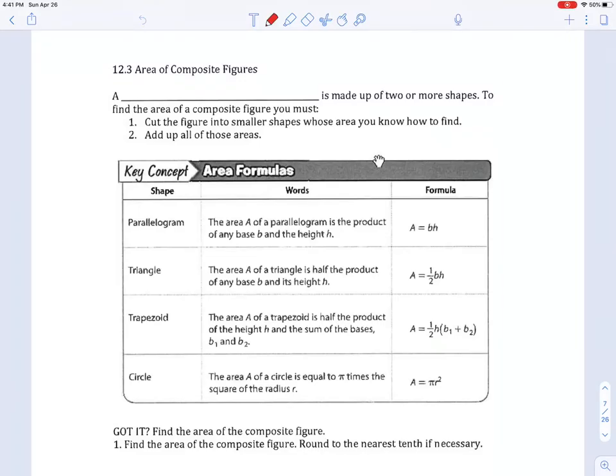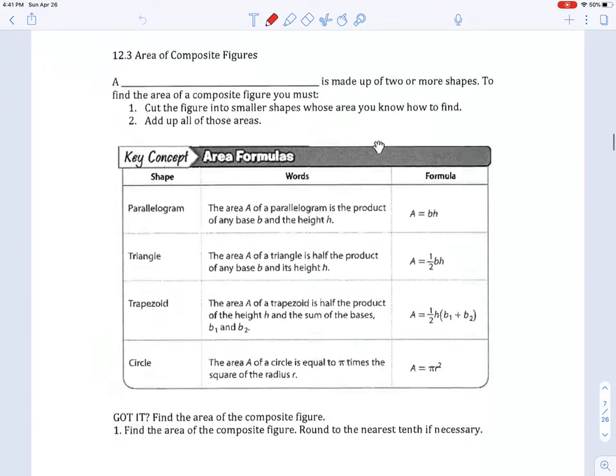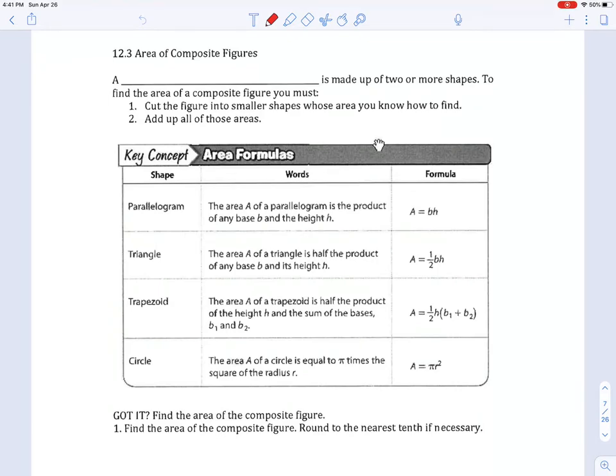Alright, this is section 12.3, areas of composite figures. Now if I had to pick the hardest section for this chapter, I think it might be this one here. So I would love for you to make sure you have your calculator with you while we're going over this, and you can pause the video as you need to take notes or to try it again. Really try to follow along on this one.